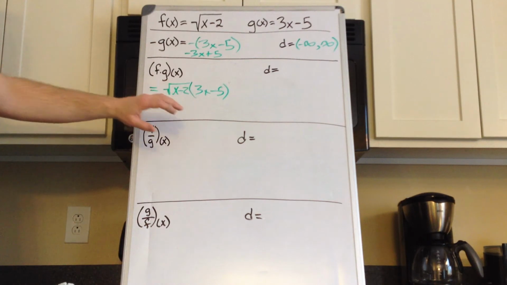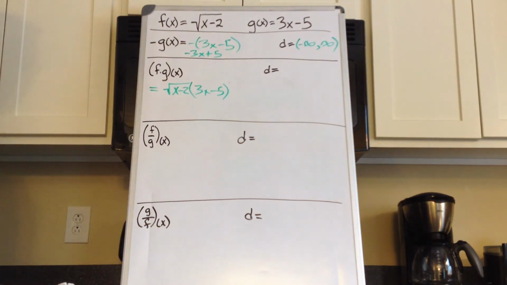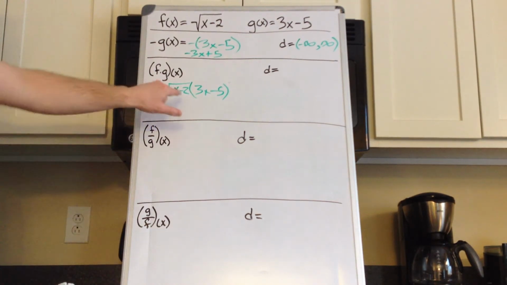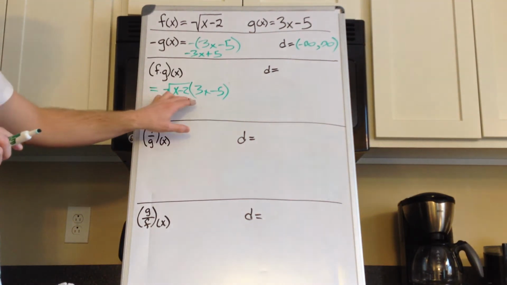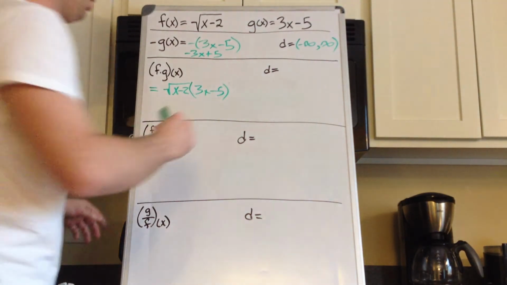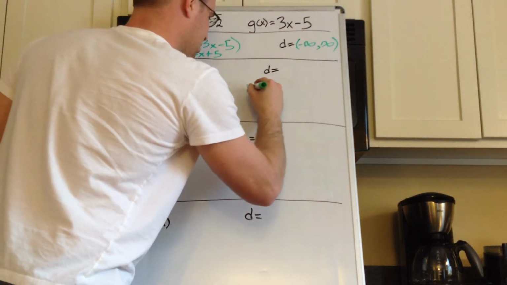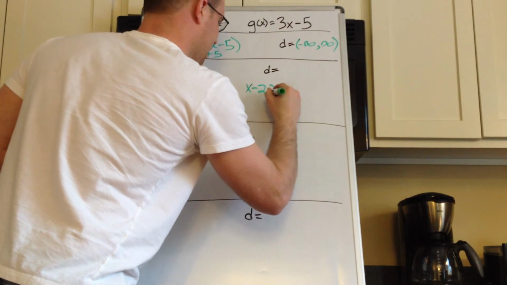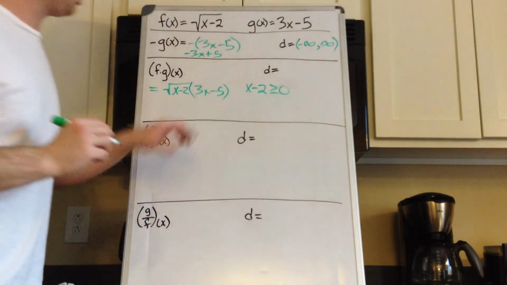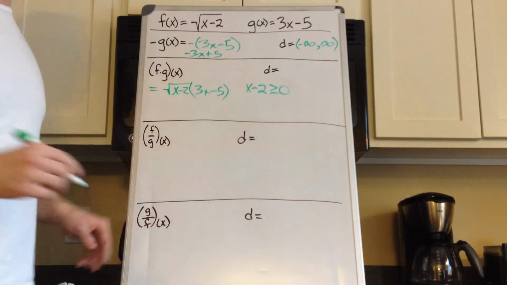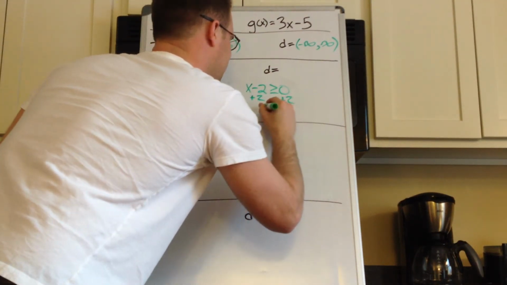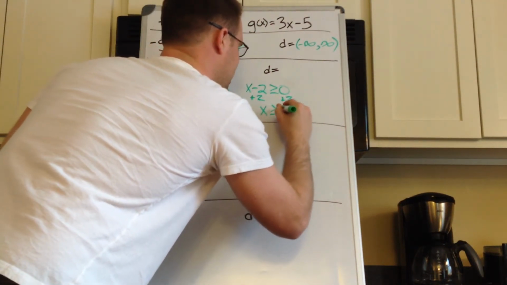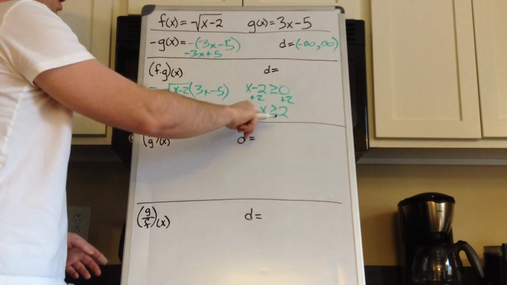Well, again, there's no fraction, so we're not going to have a zero denominator anywhere. But we need to make sure that what's under the radical is positive or 0, but not negative. So we know x minus 2 has to be greater than or equal to 0. So I'm going to write x minus 2 is greater than or equal to 0. And now we can solve this just like an equation. So I'm going to add 2 to both sides, plus 2, and we get x is greater than or equal to 2. So that is our restriction.